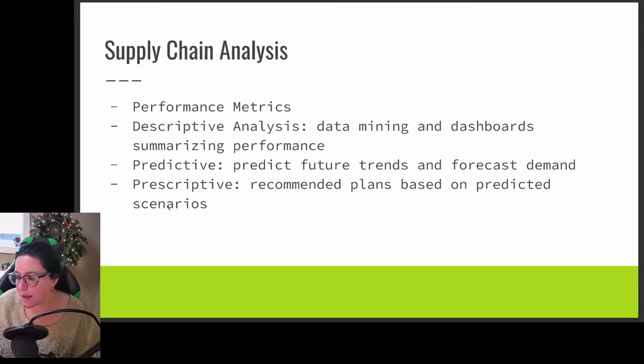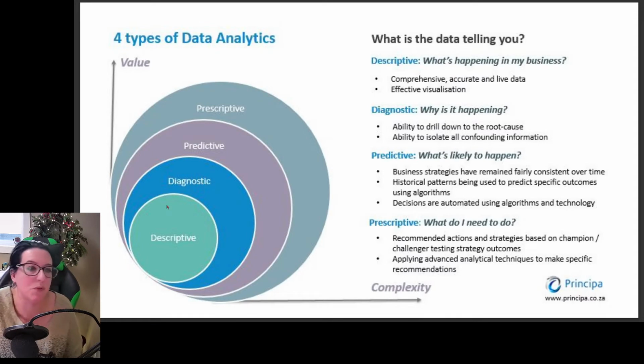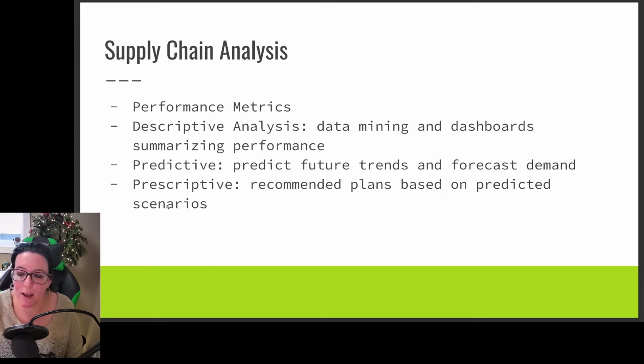So this takes us back to a discussion that we had previously in terms of those 4 types of data analytics. So remember, descriptive tells us what's happening in the business, and diagnostic tells us why it's happening. When you hear the term business intelligence, we're talking about diagnostic and descriptive. We also have predictive, so what is likely to happen, and then prescriptive, what should the business do, recommending actions and strategies based on what we predict is likely to happen. So we talked here about how we can use particularly the descriptive and the predictive and the prescriptive to help with our supply chain.